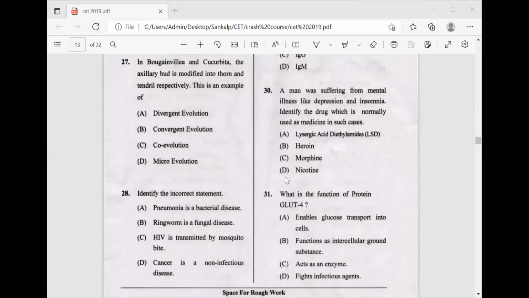Then 30. A man was suffering from mental illness like depression and insomnia. Identify the drug which is normally used as medicine in such cases. Lysergic acid diethylamide, heroin, morphine, and nicotine.